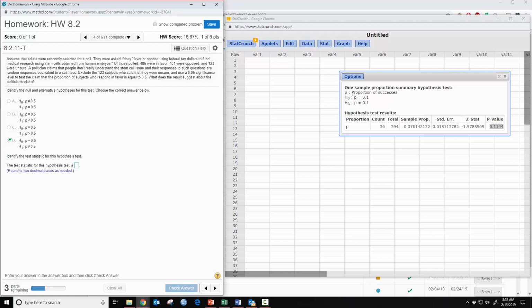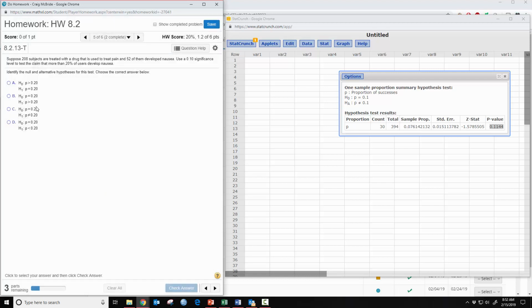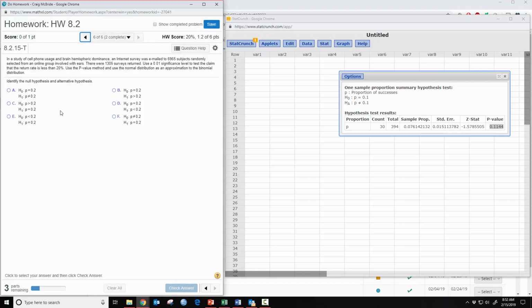And then all we'd have to do is go in here, change the number of successes and failures, and run the whole thing over again. I'm not going to waste our time. It's the same question. Number 5, same exact question, P's again. And number 6, same exact question. All right, so they're all done the same way, guys.